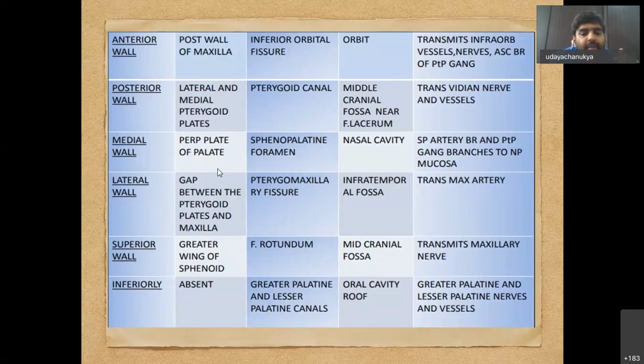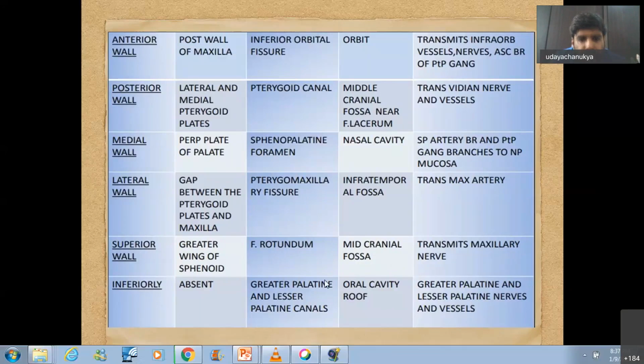The lateral wall is formed by the gap between the pterygoid plates and the maxilla, which is the pterygomaxillary fissure. The communication is with the infratemporal fossa, transmitting the maxillary artery. The superior wall is formed by the greater wing of the sphenoid, communicating with the middle cranial fossa via the foramen rotundum, which we all know transmits the maxillary nerve. Inferiorly, there is no wall, and it communicates with the roof of the oral cavity via the greater palatine and lesser palatine canals, transmitting the greater palatine and lesser palatine nerves and vessels.